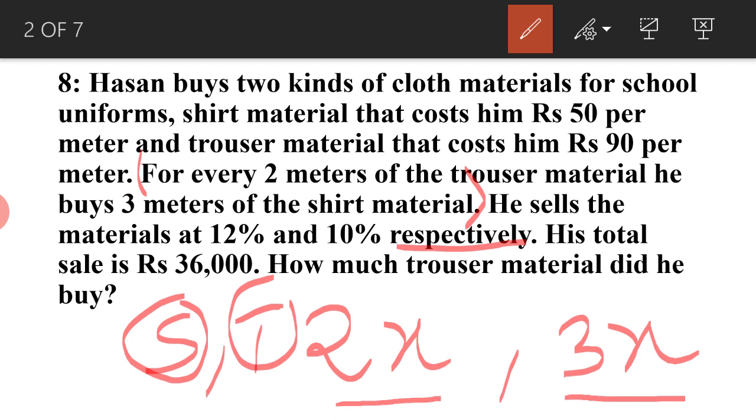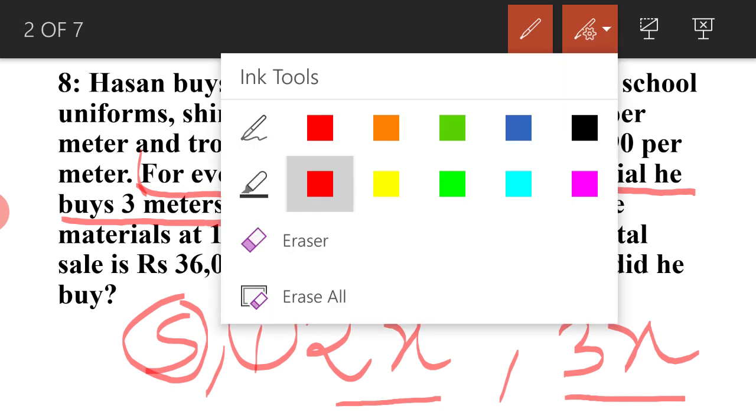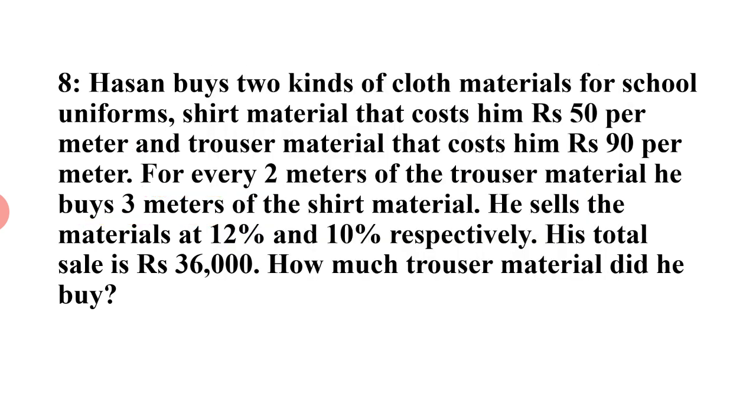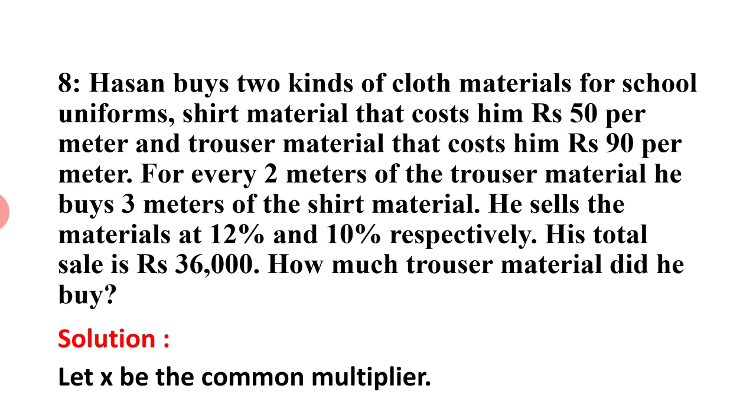So now what should we assume here, children? We focus on which statement? For every 2 meters of the trouser material, he buys 3 meters of the shirt material. And hence we start with let x be the common multiplier. Now there are so many things we have to do. So instead of writing lengthy statements, we can have a new approach.